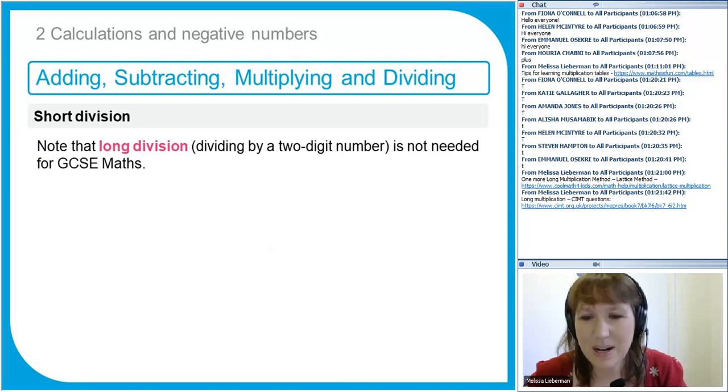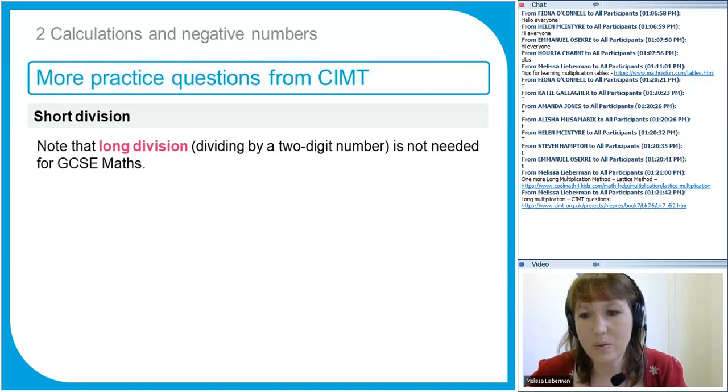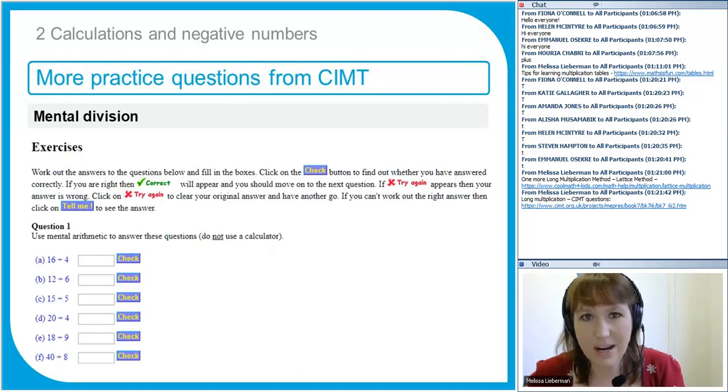It will take a little bit of practice. As I said, don't worry about long division. You don't need to divide by 2-digit numbers for GCSE maths. So it won't come up. If you want some practice questions, I'm going to give you some here.